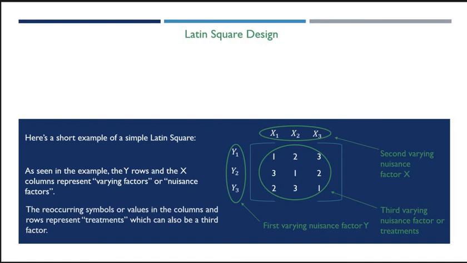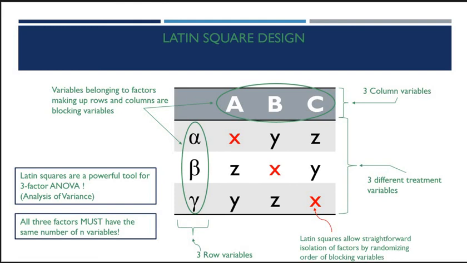The type of Latin square used in the following examples is in a three-factor configuration. Each row, column, and individual unit represents varying factors in an experiment or design. The factors configured in the rows and columns are blocking variables, while the individual units are treatment variables.